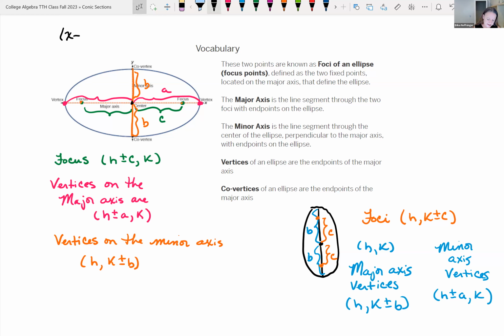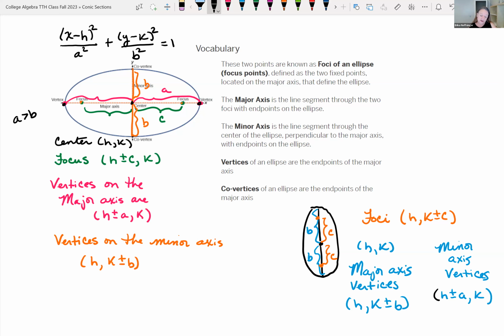So I have x minus h quantity squared all over a squared plus y minus k quantity squared all over b squared equals 1. Center is at this h, k value. Locating which value is bigger in the denominator. So if a is bigger than b, the bigger number is underneath the x. It's elongated with the x-axis. Our major axis has a length of 2a. So from the center, we would go over a units to the left and a units to the right.